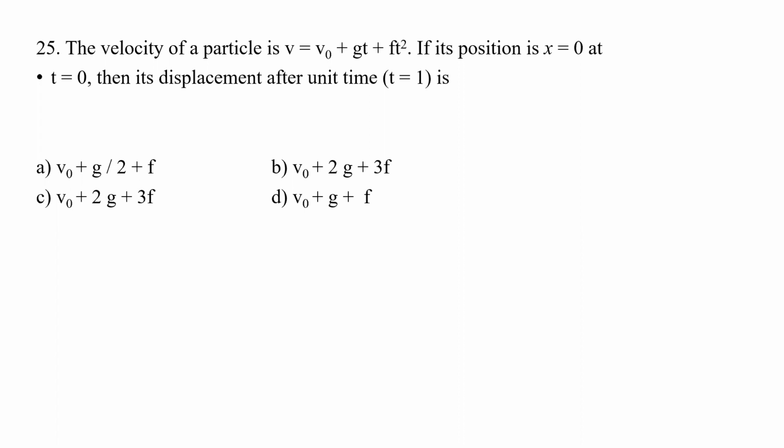The first question for today's class: the velocity of a particle that is moving is given as v equals v naught plus gt plus ft square. If its position is taken as x equal to 0 at t equal to 0, then what is its displacement after unit time, that is after t equal to 1 second? Its velocity is given, and you need to calculate the displacement.